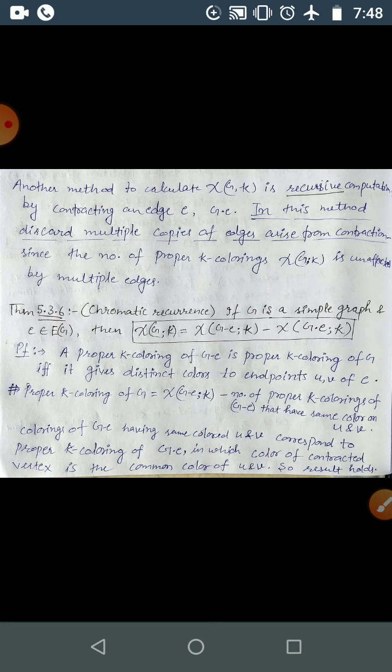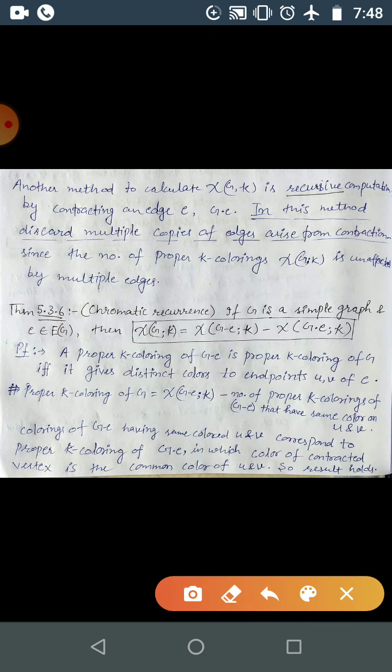In lecture 31, I left off at chromatic recurrence. We can use this chromatic recurrence to find the chromatic polynomial for a graph G when k colors are given.